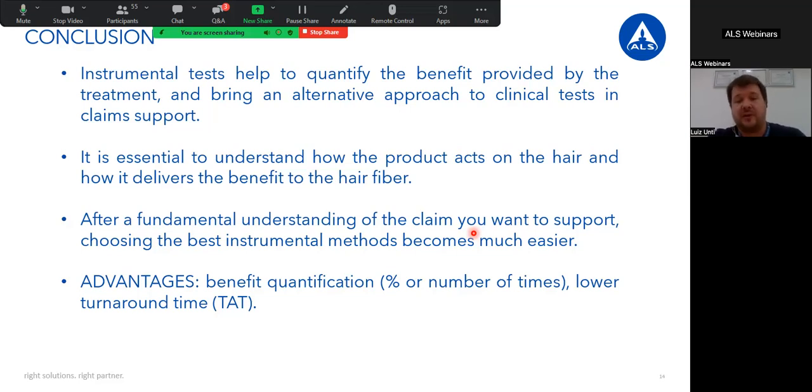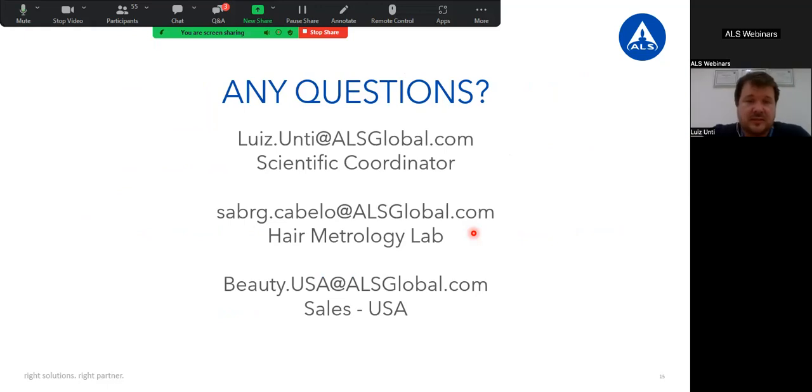Also provide with instrumental testing. So this is everything I have prepared for you today.